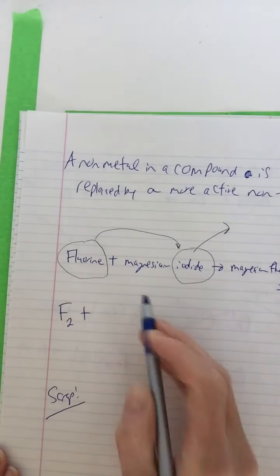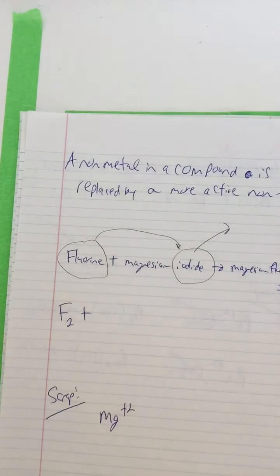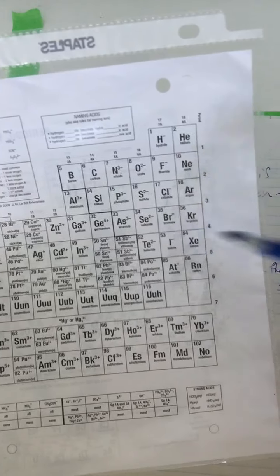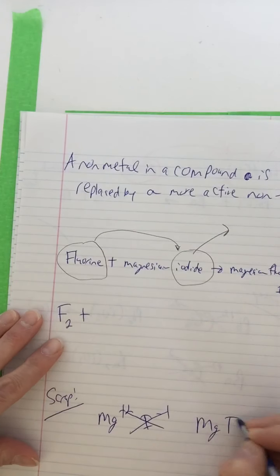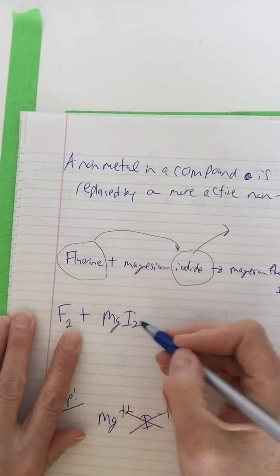Here's some scrap work. Magnesium, look him up. He's a +2. I can get this out. I can show you. +2. Iodine, right here, he's a -1. Crisscross, I get MgI2. That's what magnesium iodide looks like.